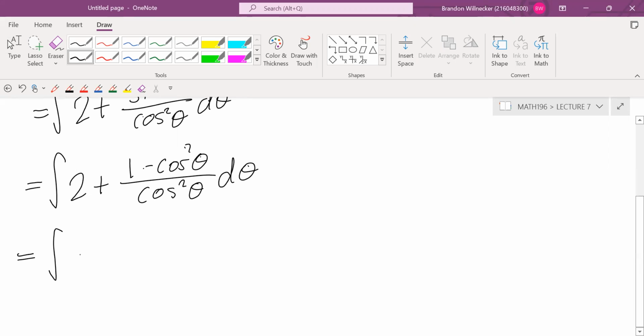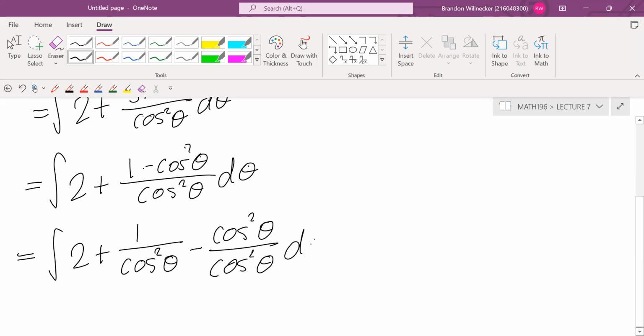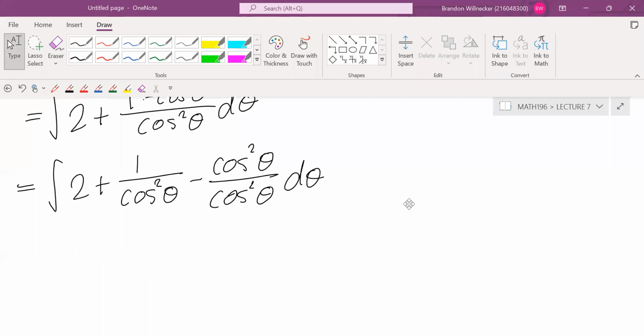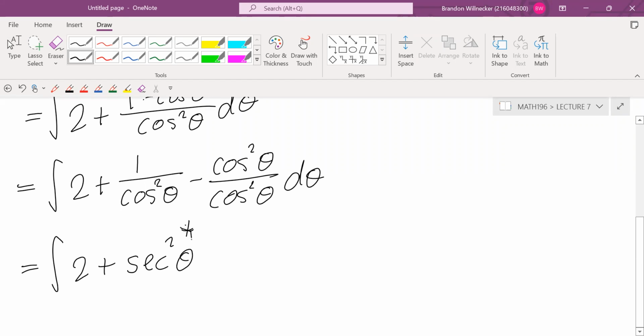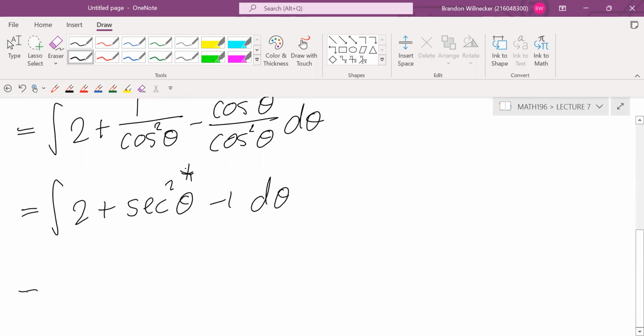So this is going to be the integral of 2 plus 1 over cos squared theta minus cos squared theta over cos squared theta, d theta. Okay, and then this is going to be the integral of 2 plus 1 over cos squared theta, that's sec squared theta. Hey, we know that. We know how to do that one. Minus 1 d theta. So 2 minus 1, that gives us 1. So the integral of 1 is just going to be theta. The integral of sec squared, that's going to be tan. And don't forget your plus c.